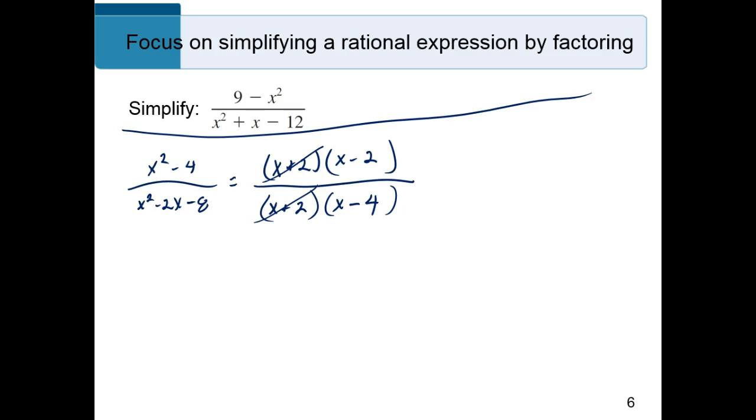Even though you're dividing out the x plus 2, it still can't be negative 2, because in your original problem, if you plug in negative 2, you get a 0 in the denominator. So don't do it. As soon as you factor, you know x can't be negative 2, x can't be positive 4. You can write that down if you want to. The book doesn't, but that should be in the back of your mind. So what does that leave you with? X minus 2 over x minus 4. You can't simplify any further than that.